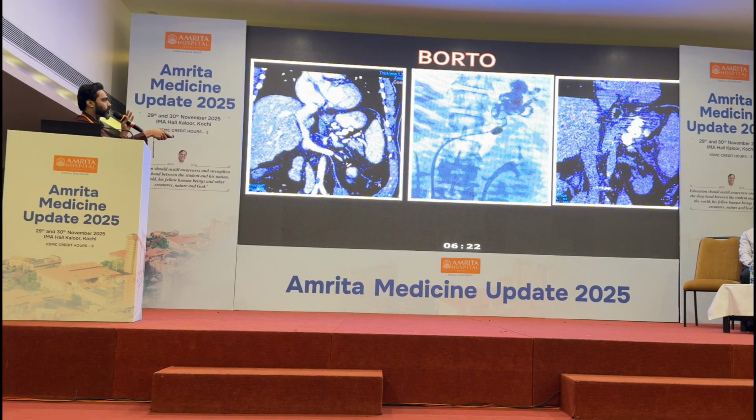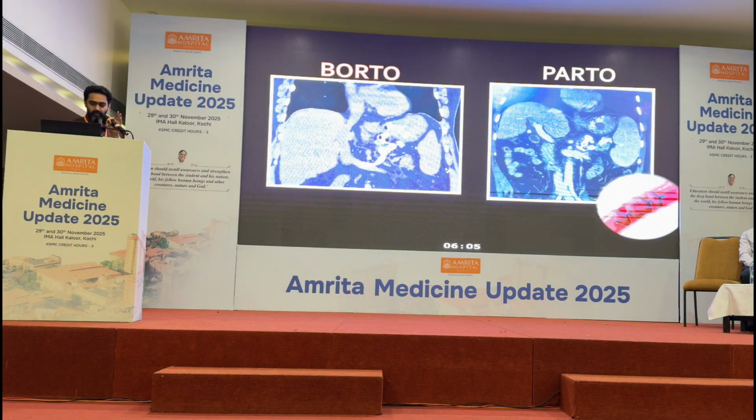We inflate a balloon and inject sclerosant into those perigastric varices to destroy them off. And this is a CT after embolization which shows good sclerosant cast into those varices. But there is a problem.